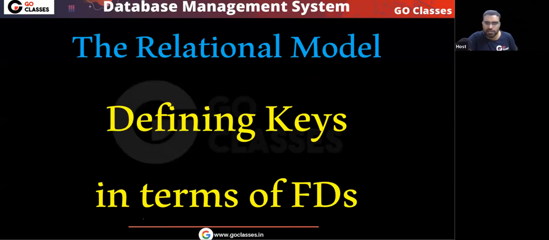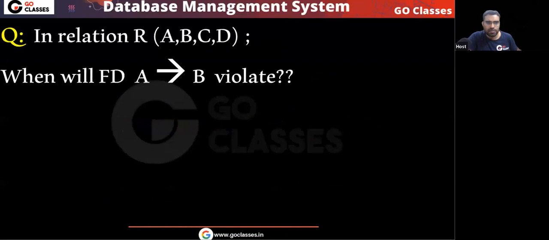So let's understand this. Tell me the answer for this question. In a relation R(A, B, C, D), when will this FD violate? Tell me, when can I say this FD will violate? This FD will violate if you can create this type of situation. Remember, this FD will violate.